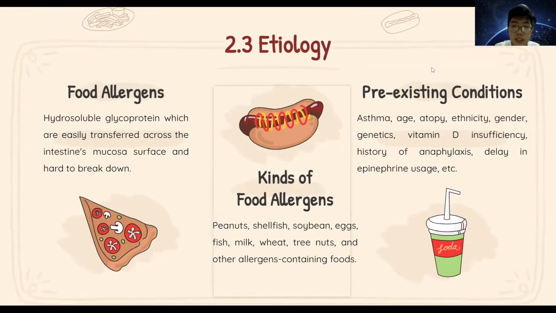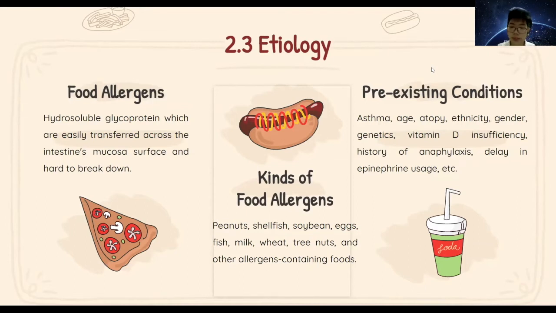Food allergy is the most common type of immune disorder, caused by certain types of food protein known as allergens. Food allergens are usually hydrosoluble glycoproteins which are easily transferred across the mucosal surface in the intestines, and are hard to break down. There are more than 170 types of food known to cause food allergy. However, the most common are peanuts, shellfish, soybeans, egg, fish, milk, wheat, and tree nuts, and many other foods which contain these ingredients.